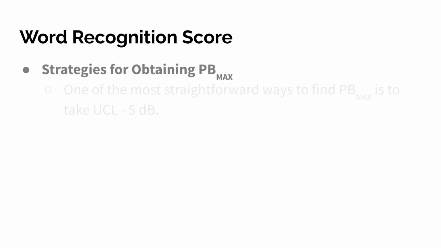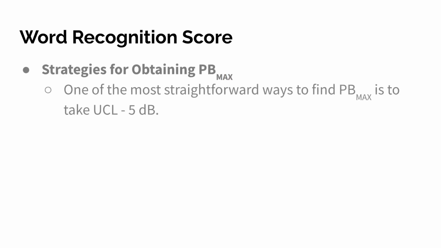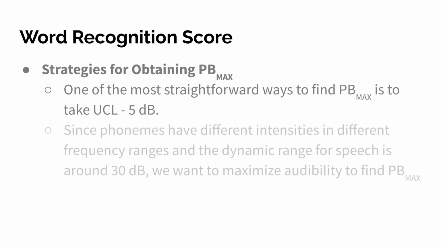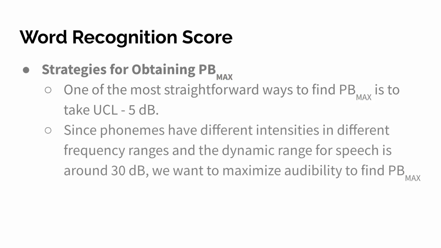Strategies for obtaining PB max, back full circle again. One of the most straightforward ways to obtain PB max is to find the UCL and drop it down by 5 dB. That's your safest bet. Since phonemes have different intensities and different frequency ranges, and the dynamic range for speech is around 30 dB, we want to maximize audibility to find PB max.